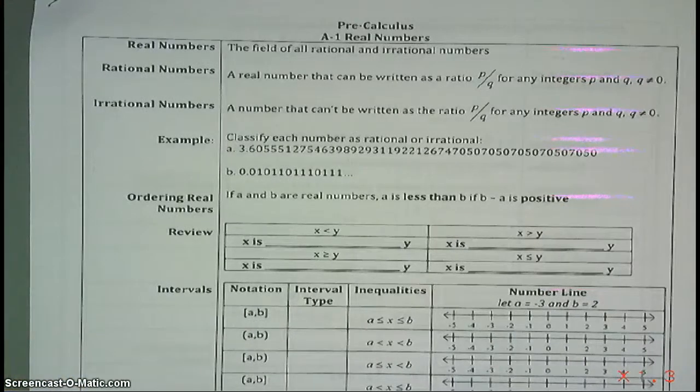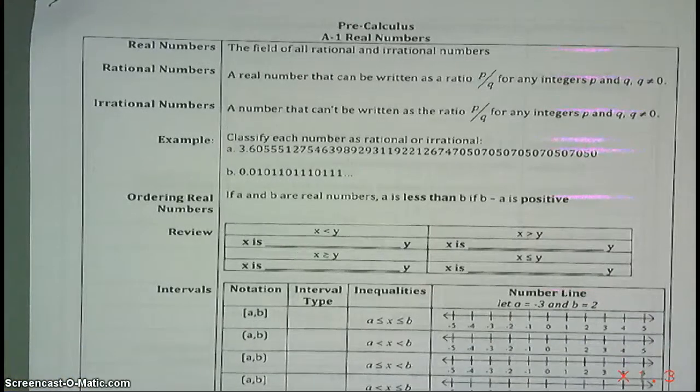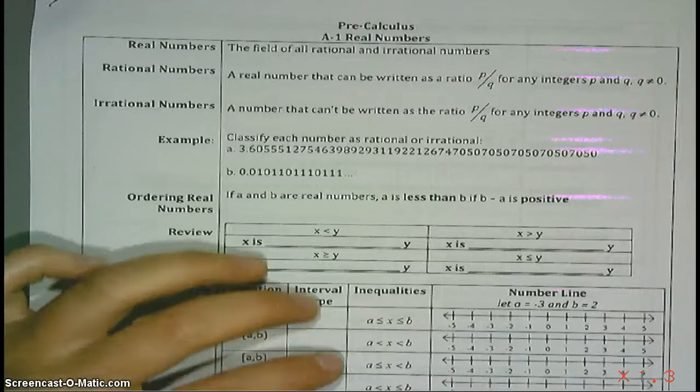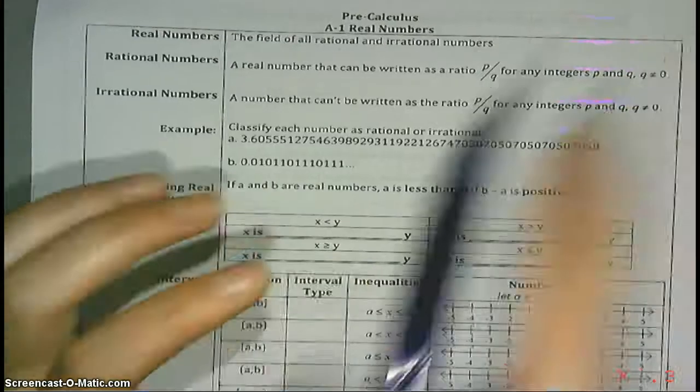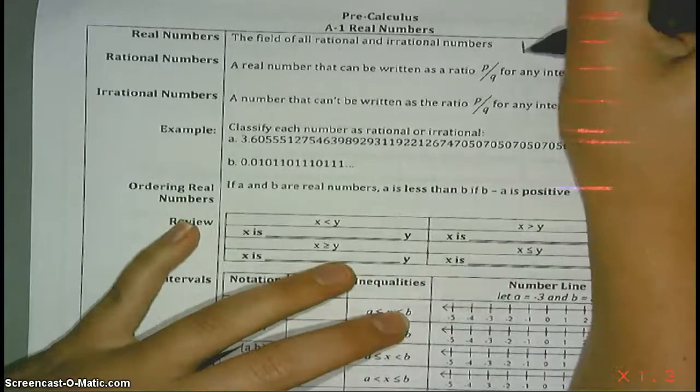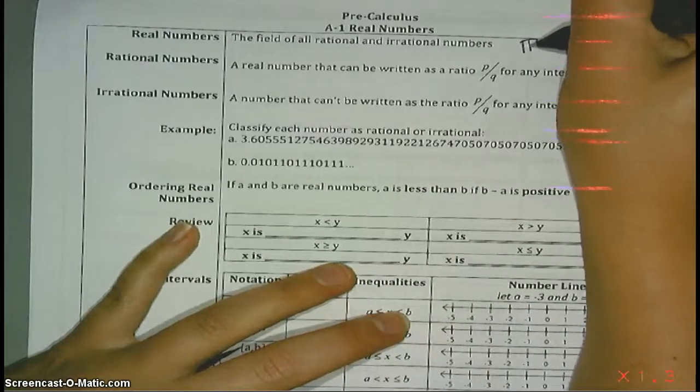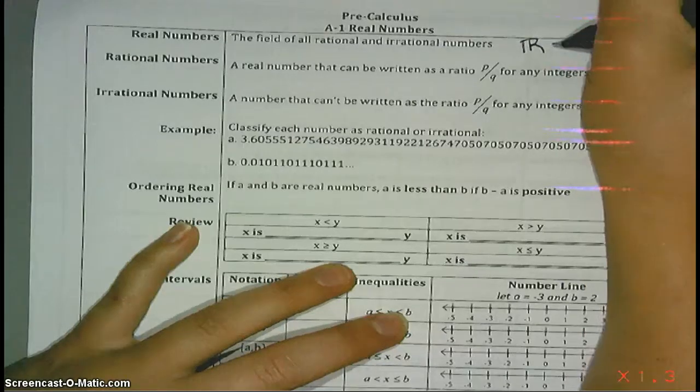A-1 starts out with a bunch of definitions, mostly regarding numbers and types of numbers. The first one is real numbers, and that's going to be the field of all rational and irrational numbers. What we usually do to talk about all real numbers is we use the symbol, it's two lines, and then an R going through it.